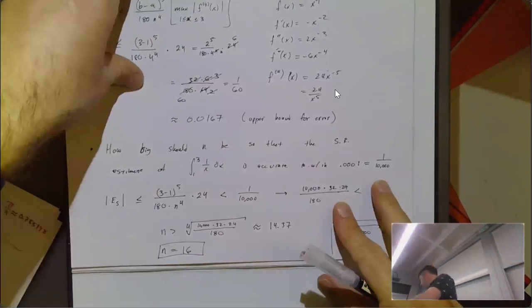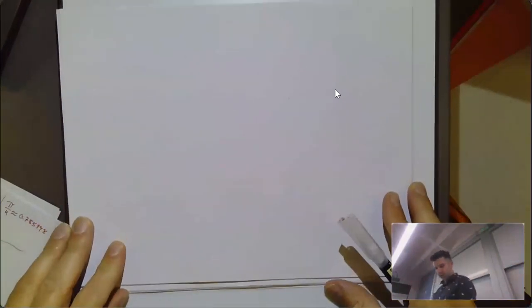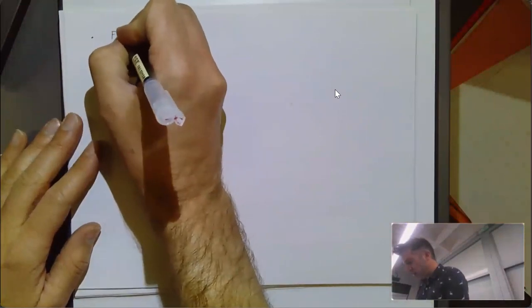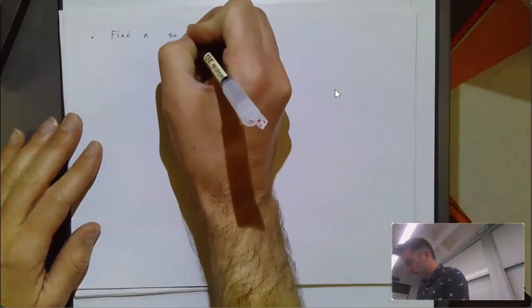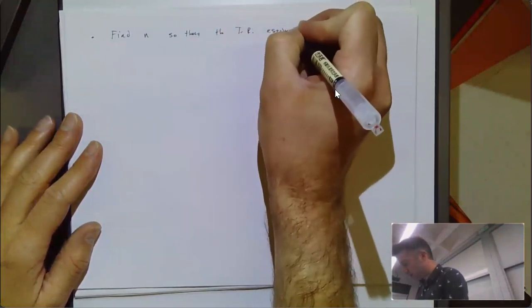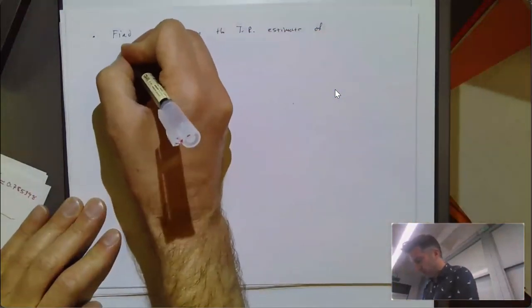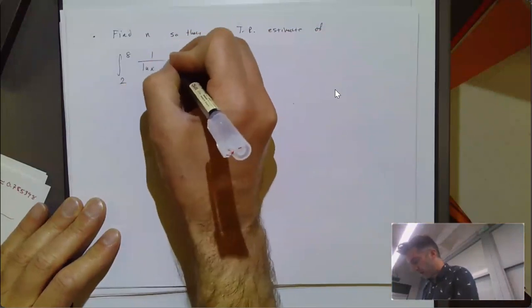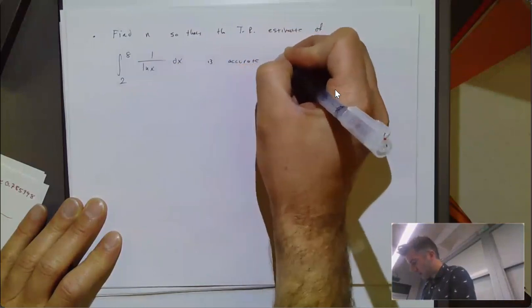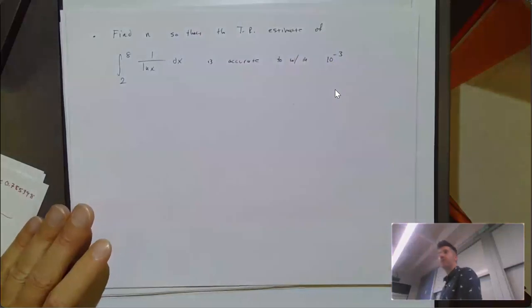Let's do a couple more of those. So let's find, we want to find n so that the trapezoid rule estimate of the integral from 2 to 8 of 1/ln(x) dx is accurate to within 10^-3.